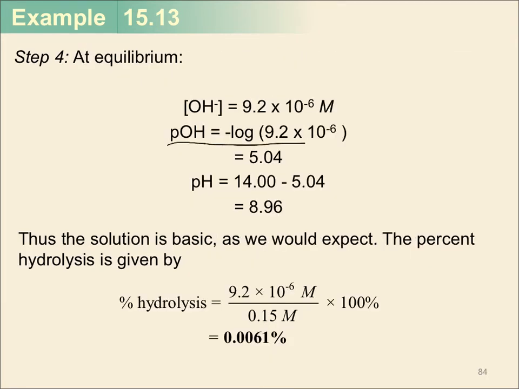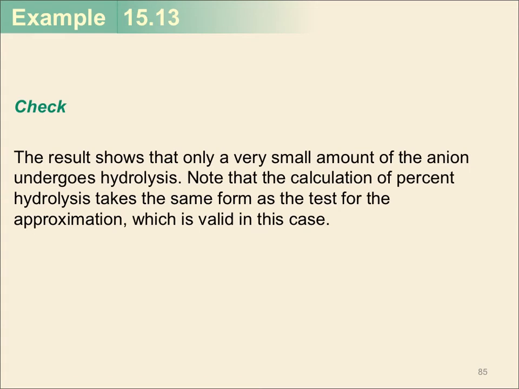Putting that into pOH, we get 5.04 as the pOH, or the pH is 8.96. Now, the percent hydrolysis is the same as our percent ionization. This is what we would use to determine whether our approximation was valid or not. And the approximation is valid at 0.0061%. And this slide just says exactly what I just said.